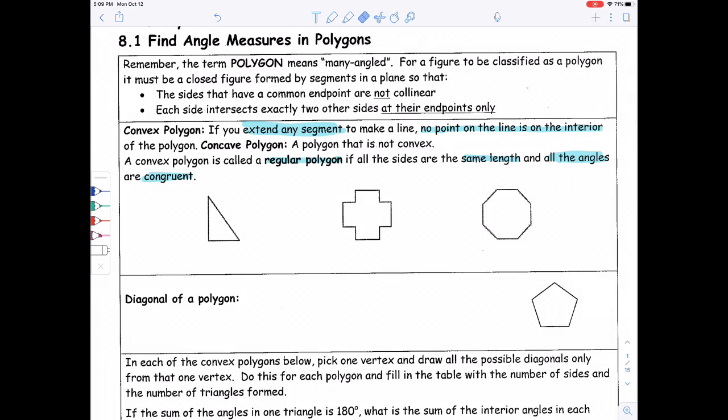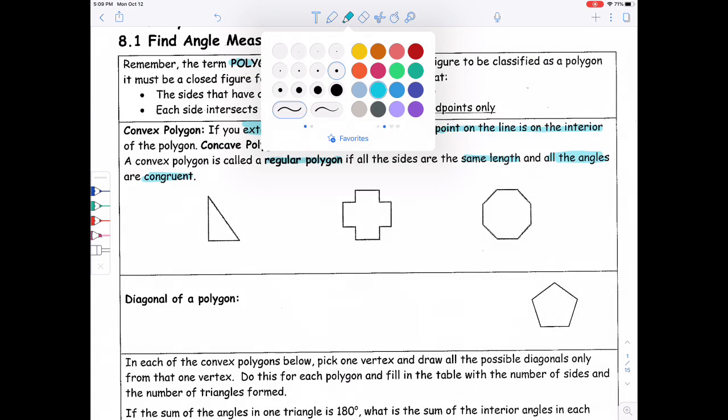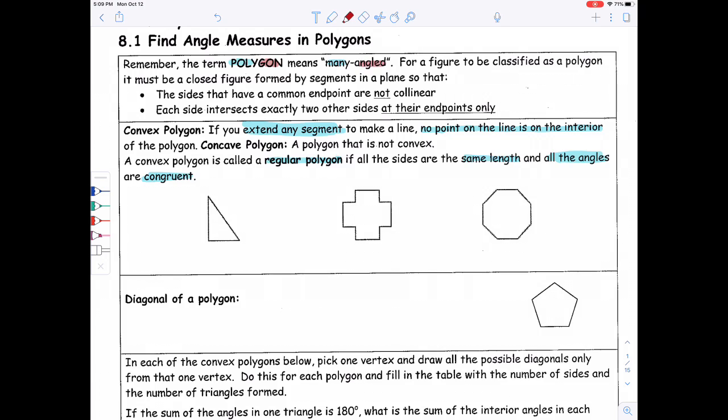Okay. So first let's look at the definition of a polygon. The polygon really just means many angles, so poly means many, and gon means angle. So many angles. So a figure can be classified by a polygon in two different ways. So we have a convex polygon, okay, and concave polygons.